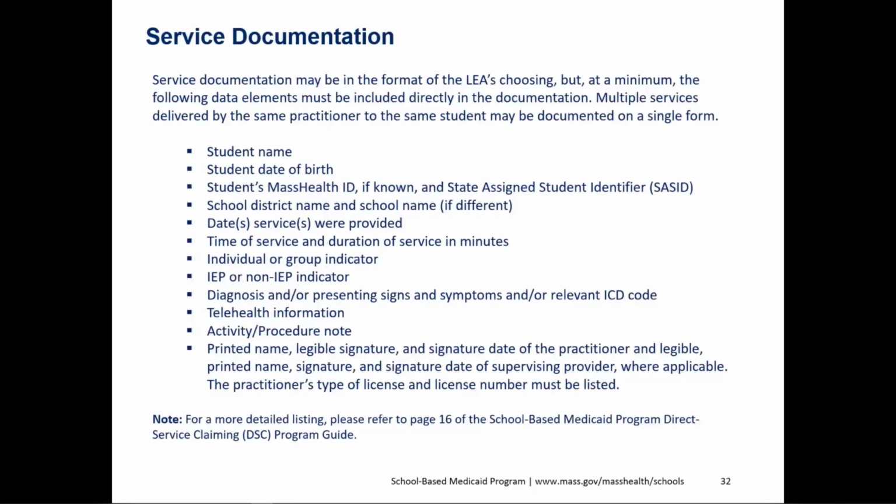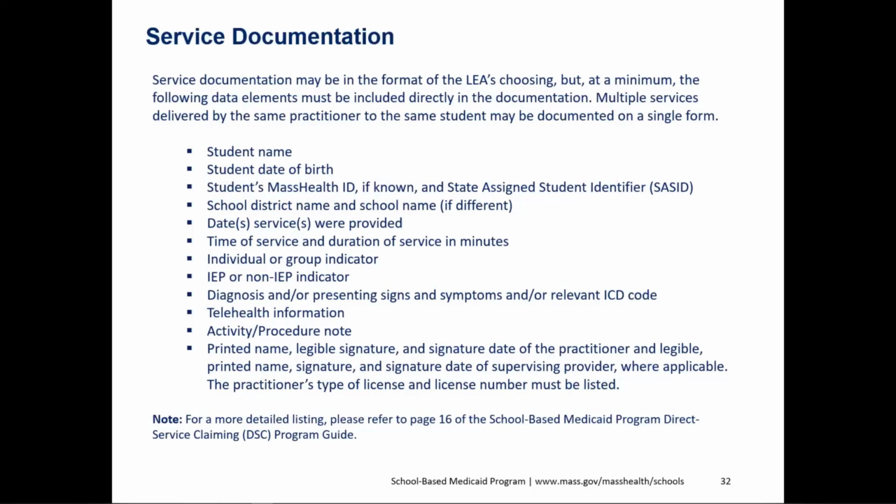So service documentation, again, can be in the format of your school district's choosing, but at a minimum, these are data elements that should be directly in the documentation. Multiple services delivered by the same practitioner to the same student could be documented in a single form if that's what you use. But you're going to include the student's name, date of birth, Mass Health ID number if known, some other student ID number or the SASID, school district name, school name if different, the date of service or services, the time and duration of services, an indication whether it was an individually delivered service or in a group setting, an indication whether it was pursuant to an IEP or not, the diagnosis or presenting signs and symptoms information that translates to a relevant ICD code, information that indicates if it was telehealth, if it was provided virtually, that needs to be indicated, and an activity or procedure note.